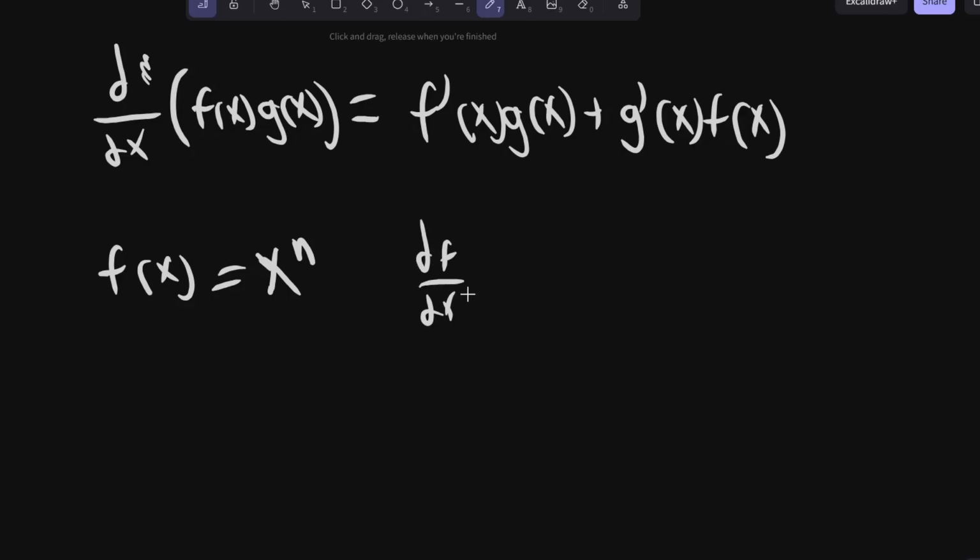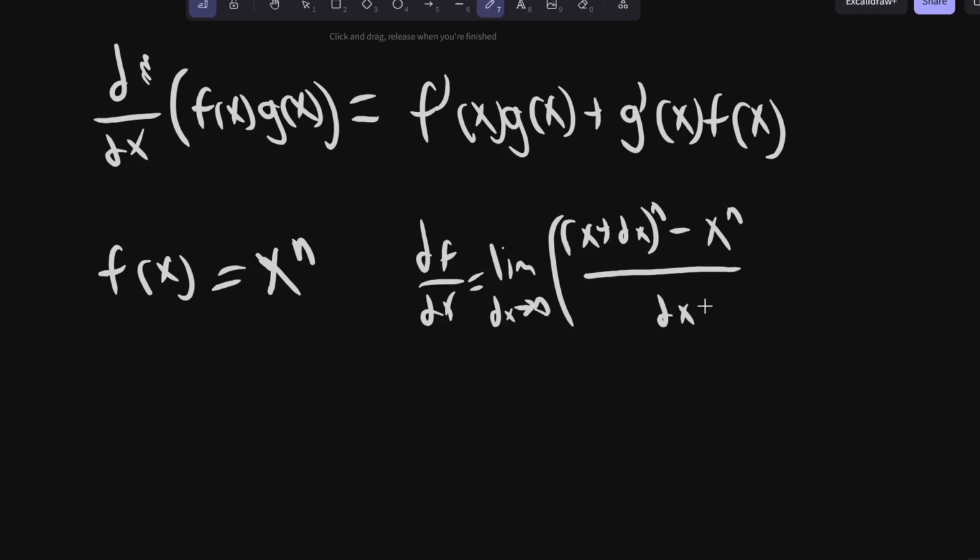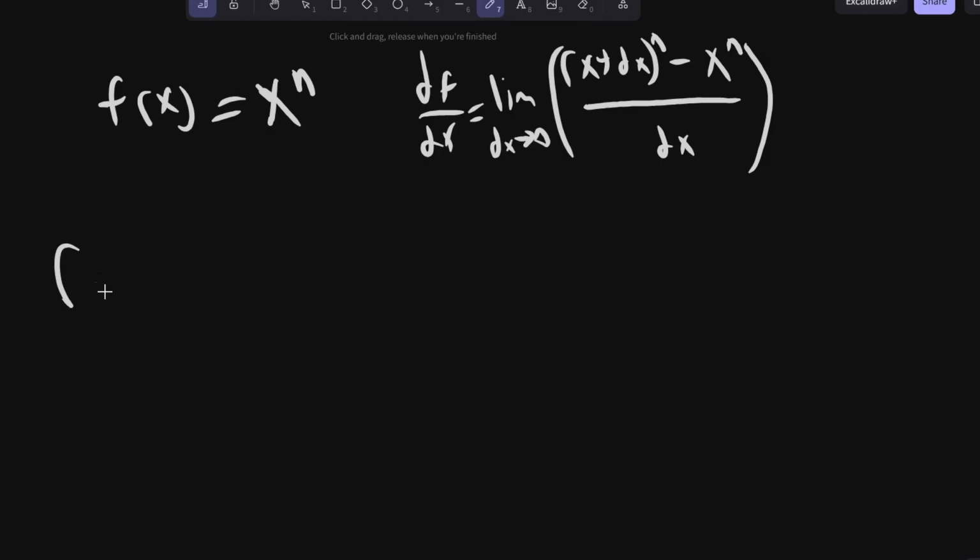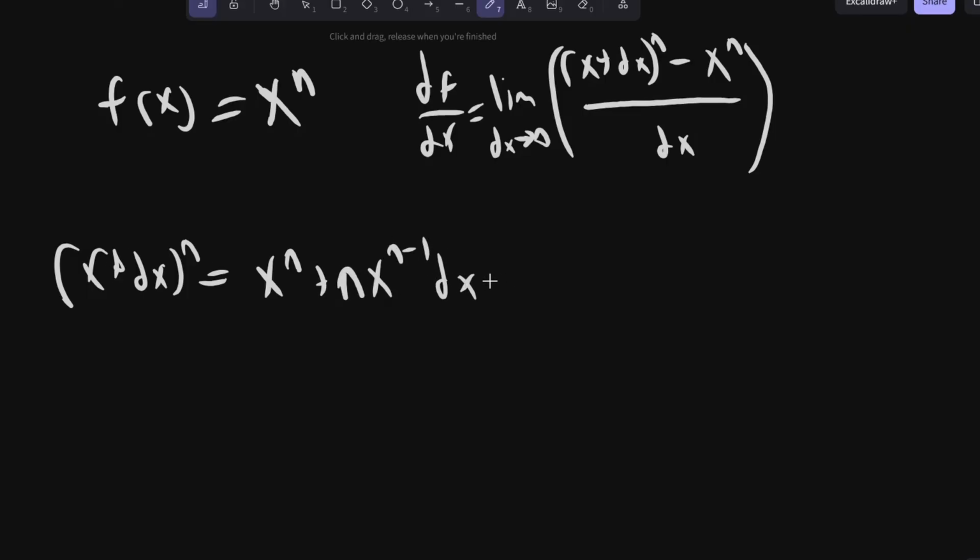So what is this? df dx is, once again, our magic formula: (x plus dx)^n minus x^n over dx. Now you'll recall that (x plus dx)^n, what does that look like? Well, expanding it, you'll get x^n plus n times x^(n minus 1) dx, and everything else will be at least dx squared times something.